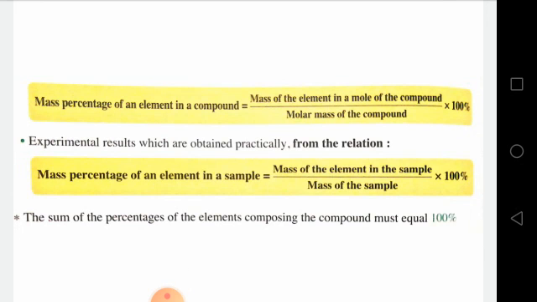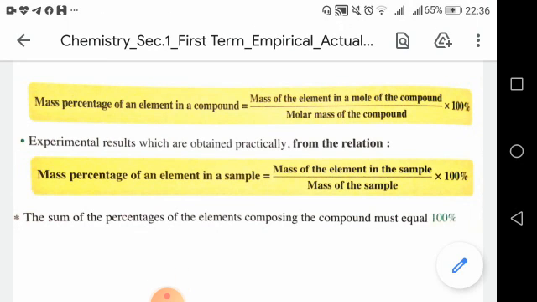Today we will discuss the last lesson in Unit 2 for Secondary 1, first term: how to calculate the mass percentage of an element in a compound, or the mass percentage of an element in a sample. Mass percentage can be calculated from the equation present here. Mass percentage of an element in a compound equals the mass of this element in a mole of the compound divided by the molar mass of this compound, and for sure multiplied by 100.